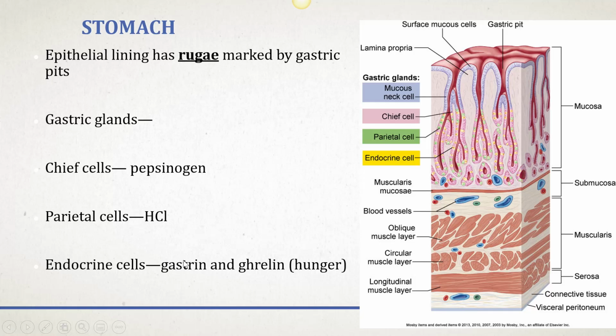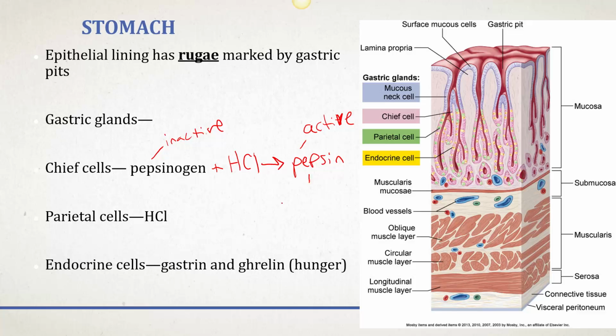Gastrin is going to promote the digestive process. Ghrelin makes you hungry. And coming back to this pepsinogen and hydrochloric acid, pepsinogen is an inactive form of an enzyme. When you add hydrochloric acid to it, the pH drops, and it converts pepsinogen into this pepsin, which is the active form of the enzyme. And pepsin is going to digest proteins.